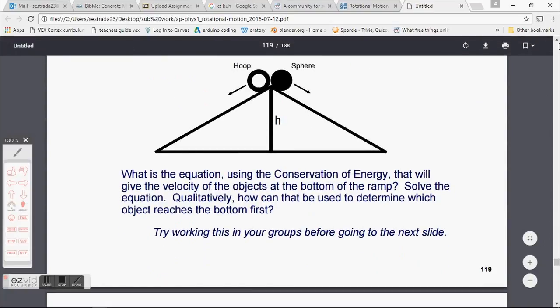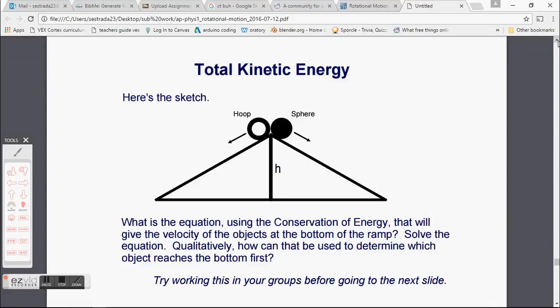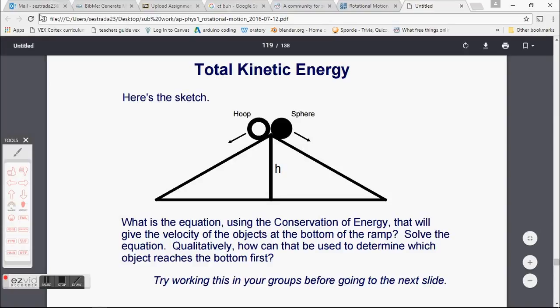So let's move on to a problem. Here's the problem. You have a hoop and a sphere, like a ball and a hoop. They have the exact same mass and they're rolling down the exact same ramp, same height. They're asking you which one will have a greater velocity. How can you determine the velocity at the bottom? I want you guys to pause this right here and think of an equation using conservation of energy that will help you solve for the velocity at the bottom. So go ahead and pause it, talk with the person around you.